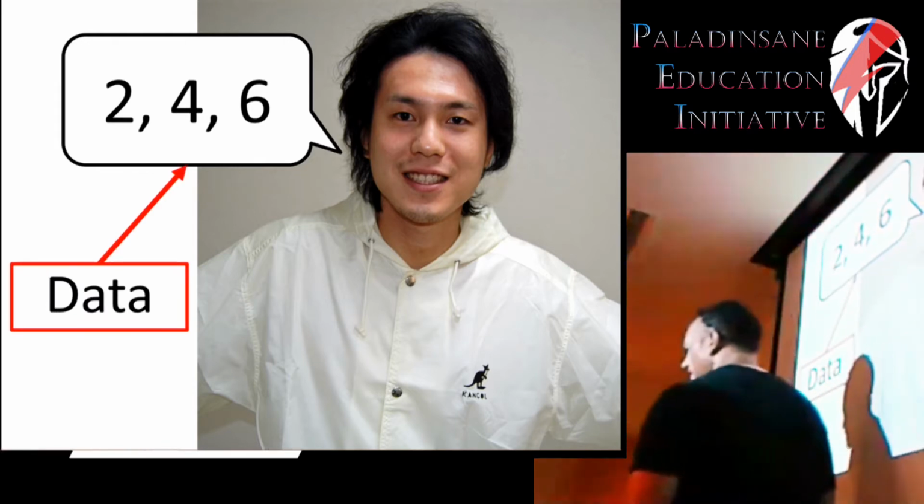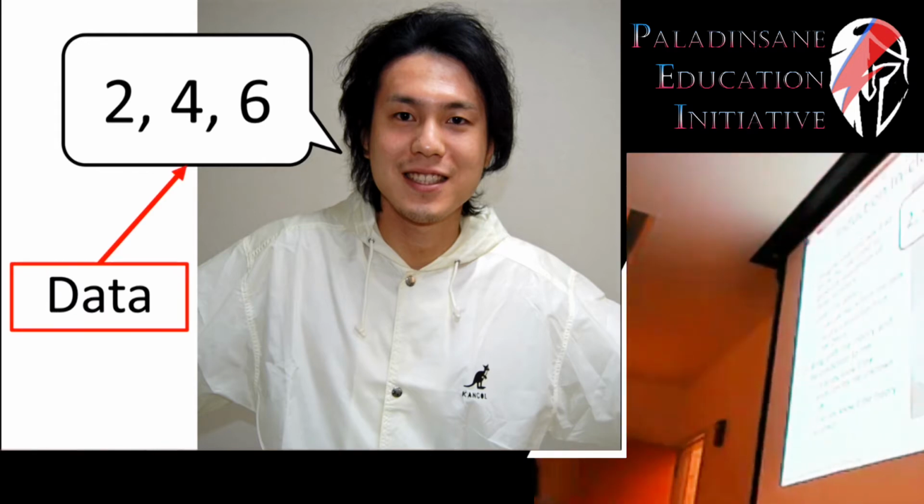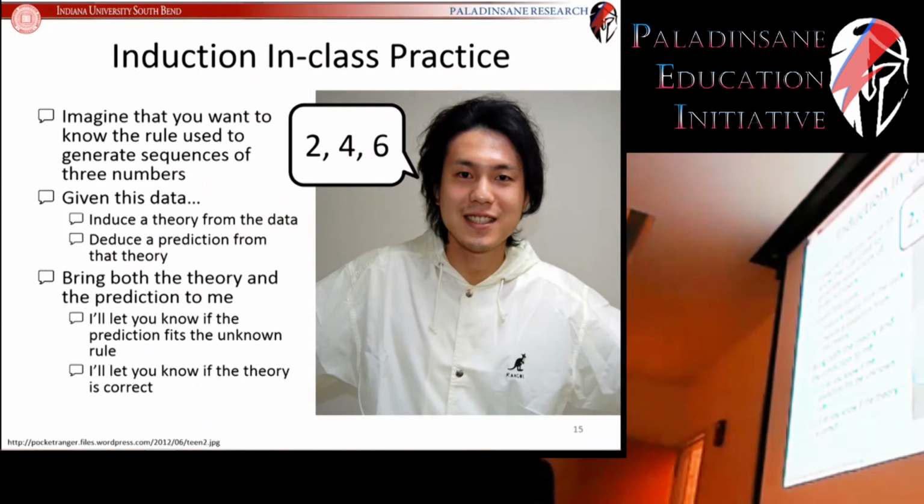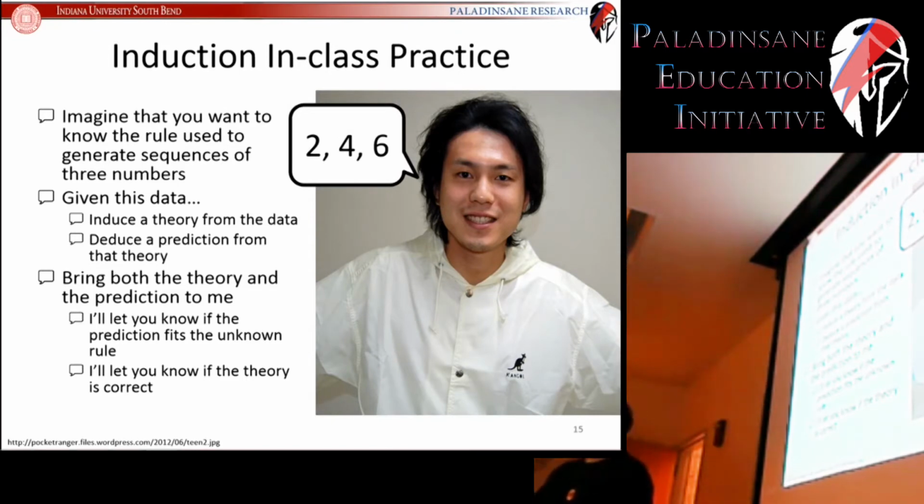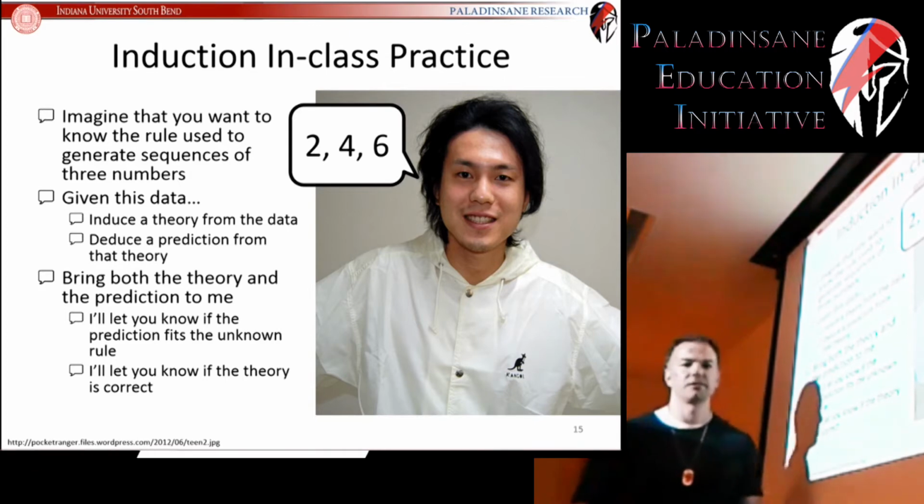So what you want to do now, and discuss this in groups, is induce a theory from that data and then deduce a new prediction. What might be the next three numbers that he says?